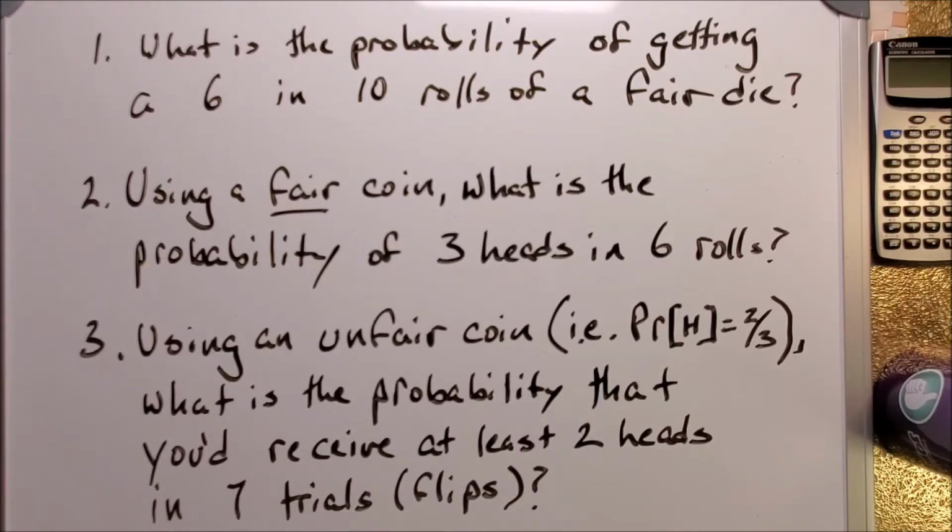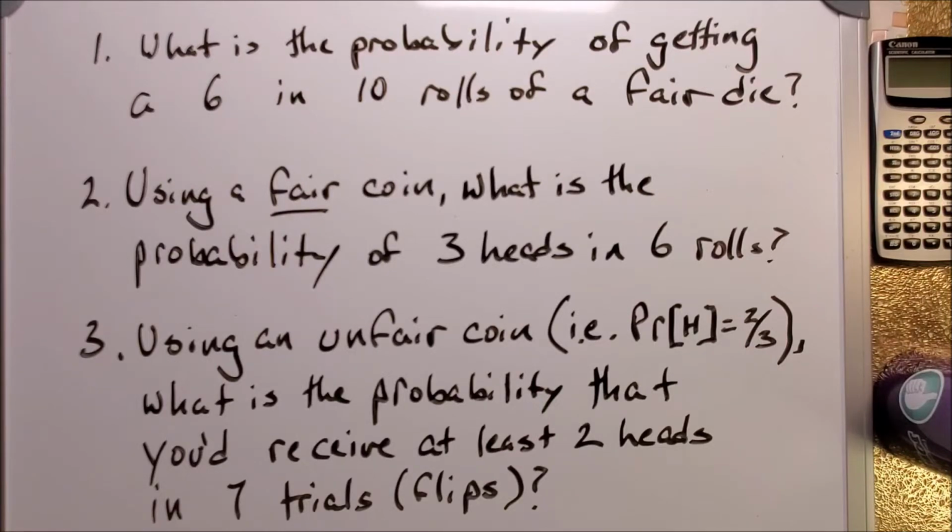Remember, I asked you guys to think about how a die with 6 outcomes could be modeled with binomial probability. But then I also thought that you'd probably be able to figure that out, and I hope you did. We're going to be coming to that. Second question. Using a fair coin, what's the probability of 3 heads in 6 flips?